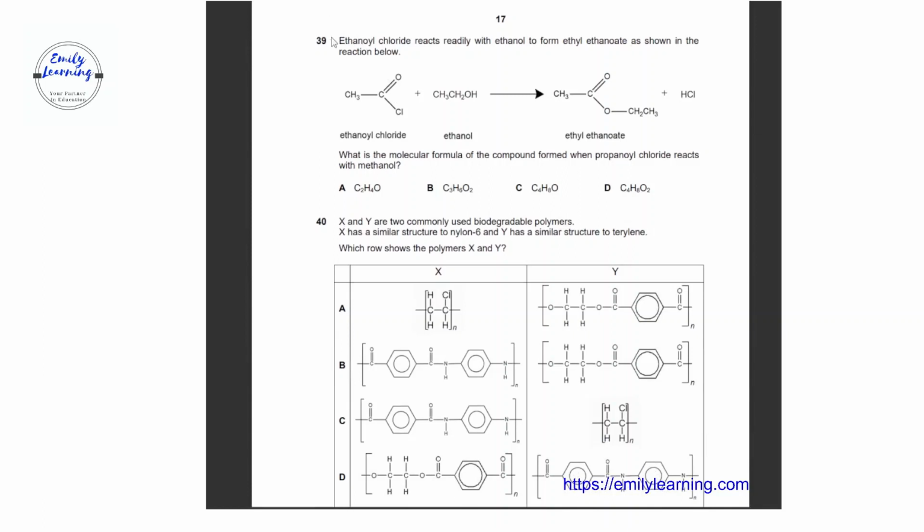Moving on to 39, ethanol chloride reacts readily with ethanol to form ethyl ethanoate as shown in the reaction below. What is the molecular formula of the compound formed when propanol chloride reacts with methanol? So if you have propanol chloride, so instead of having CH3, it just becomes CH3CH2, right? Reacts with methanol. So instead of having CH3CH2, now you have CH3OH.